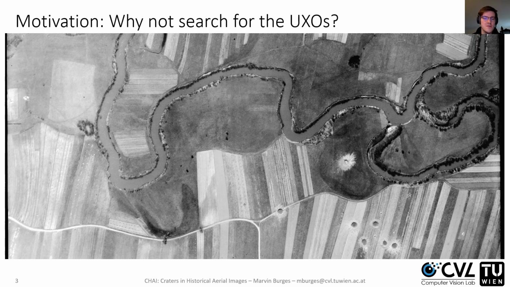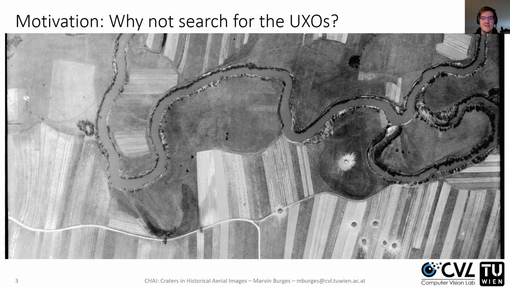So why do we not just search for the unexploded bombs? Well, the reason for this is that it's not always very easy to find the unexploded bombs. So here you can see 7 bomb craters, and we know that about 10% of the bombs did not explode, and we also know that bombers usually had around 8 or 16 bombs.